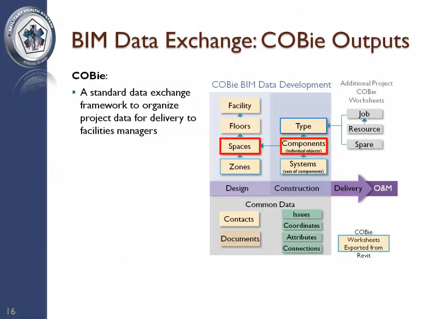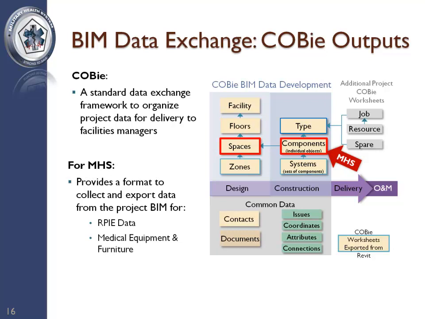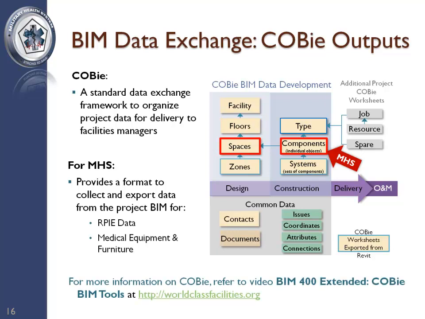COBie is a data exchange format that MHS requires for SEPS objects, as well as built-in objects like air handlers and pumps that are referred to as Real Property Installed Equipment, or RIPE objects. There are BIM software tools that automate the aggregation and export of COBie data. MHS employs COBie to format and export component data from the project model. COBie data exchanges are necessary to produce some of the deliverables required by MHS. COBie is the topic of BIM 400 Extended, COBie BIM Tools.